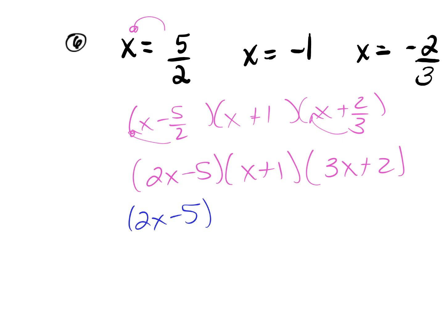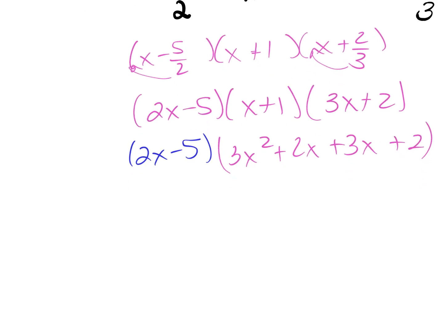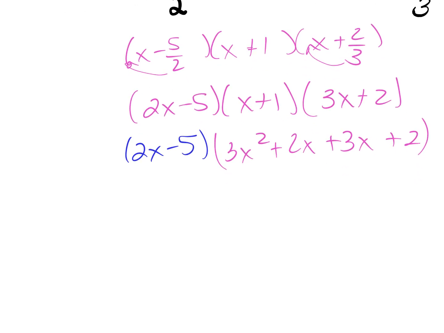All right, so x times 3x is 3x squared. X times 2 is plus 2x. 1 times 3x is plus 3x. 1 times 2 is 2. So I still have my 2x minus 5. Very important that you guys take your time on this. I still have 2x minus 5. So this becomes 3x squared plus what? Plus 5x plus 2.